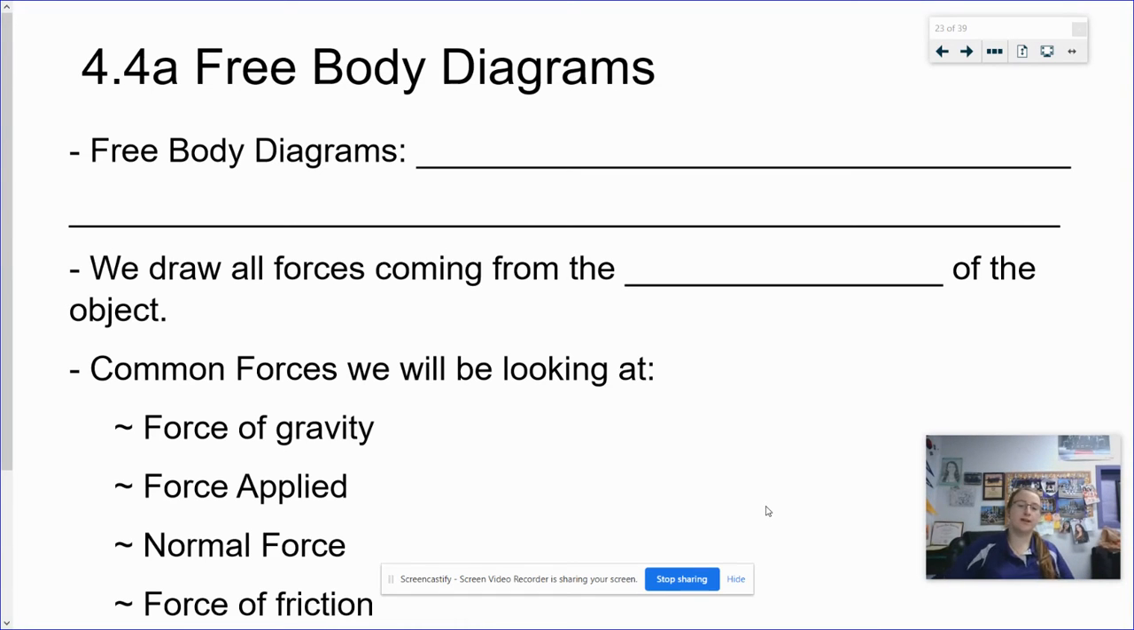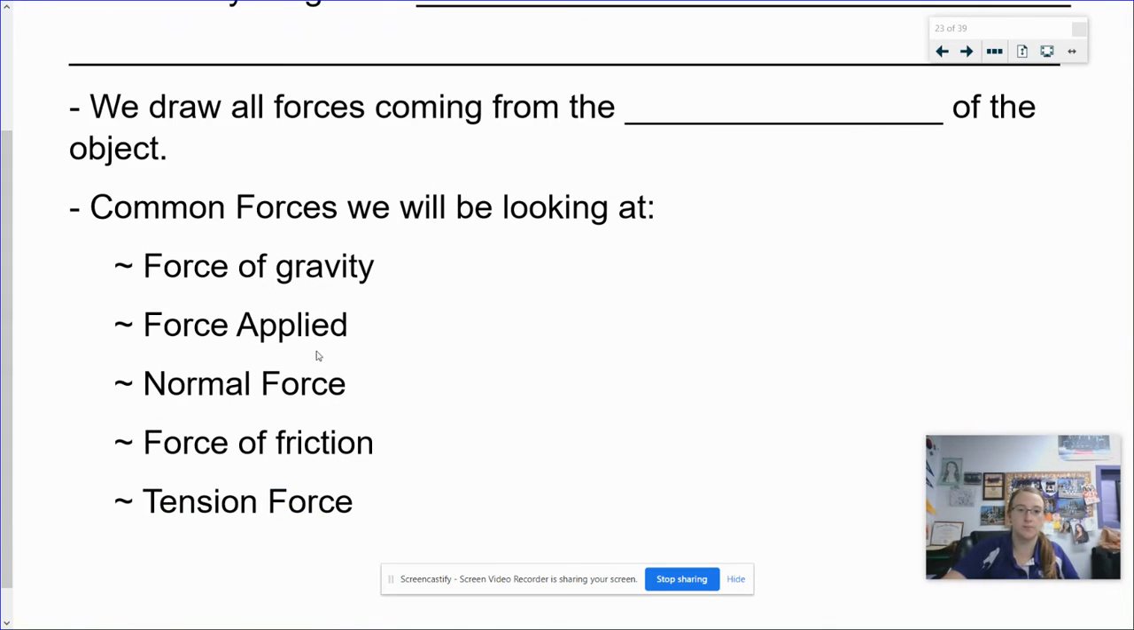Hey guys, we're here to talk about free body diagrams. This is something that you saw a little bit of actually, and I think he mentioned it as well in the video talking about the common forces. You should have already taken some notes about that.